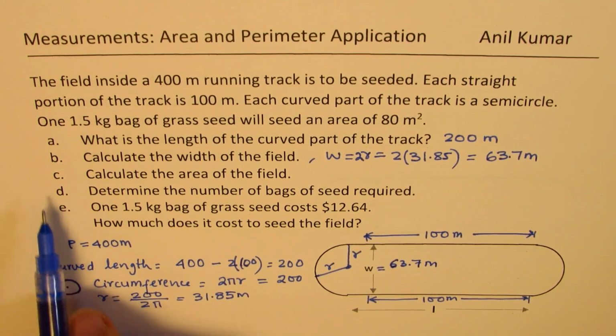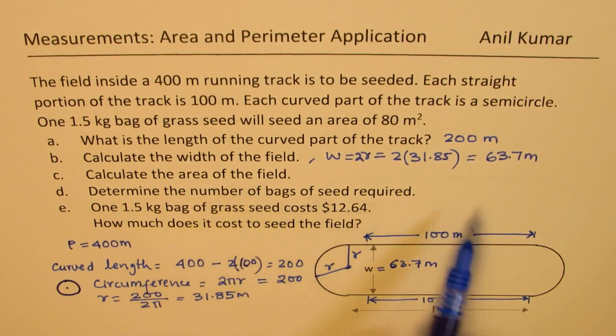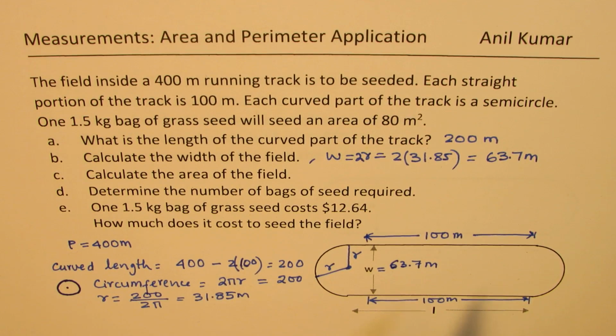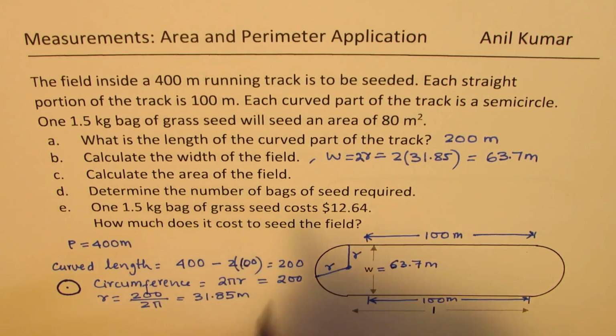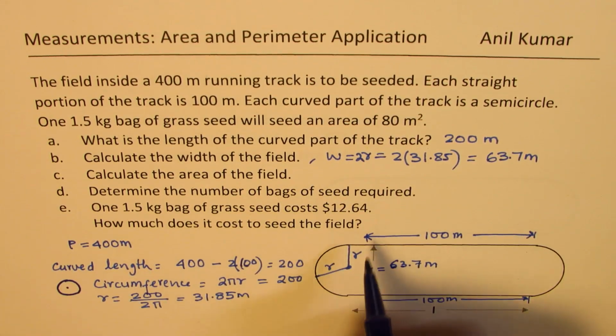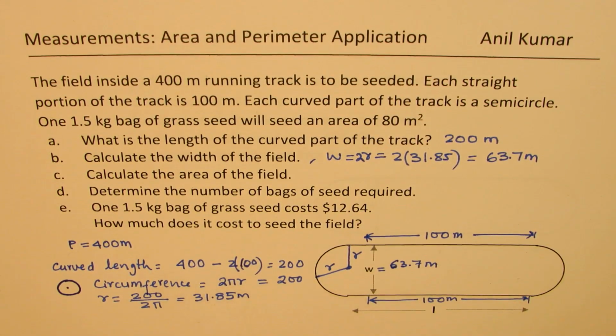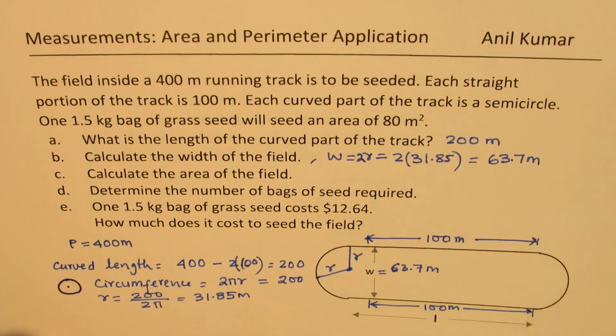Now part C here is to calculate the area of the field. So we got all these dimensions. Let's work on the area and the cost of the seed on a fresh page, right? So I hope you have understood all these concepts. Area you can find as area of the rectangle plus the circle, and we'll do it on the next page.